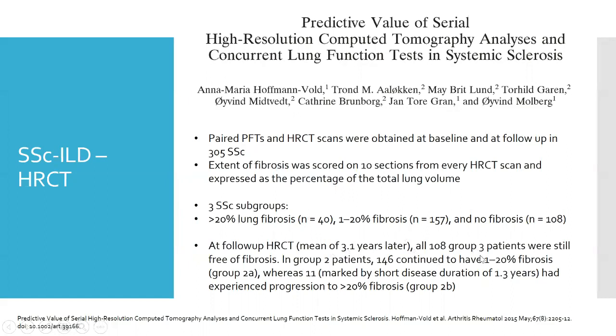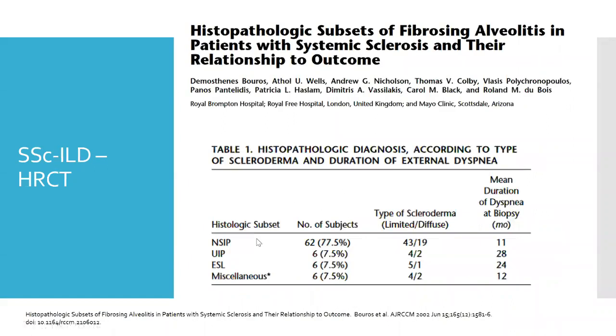So approximately 3 years later, all patients who had no fibrosis were still free of fibrosis. In the second group of 157 patients, 146 continued to have 1 to 20% fibrosis, and only 11 of these patients moved into the first group, meaning you saw progression. So extent of fibrosis on the initial CAT scan is an important marker of how patients will progress in scleroderma. How about the different histopathological patterns that we see in scleroderma?